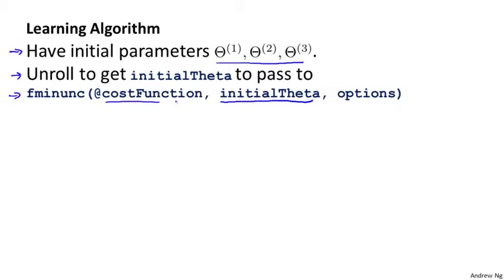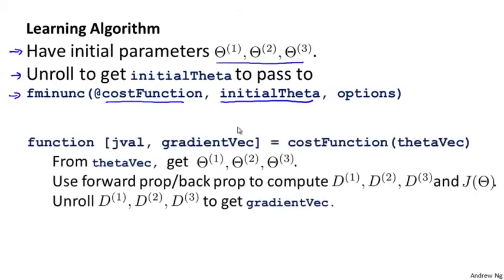The other thing we need to do is implement the cost function. Here's my implementation of the cost function. The cost function is going to be given as input thetaVec, which is going to be all of my parameters in a form that's been unrolled into a vector. So the first thing I'm going to do is use thetaVec and the reshape function, pulling out elements from thetaVec and using reshape to get back my original parameter matrices theta 1, theta 2, theta 3.